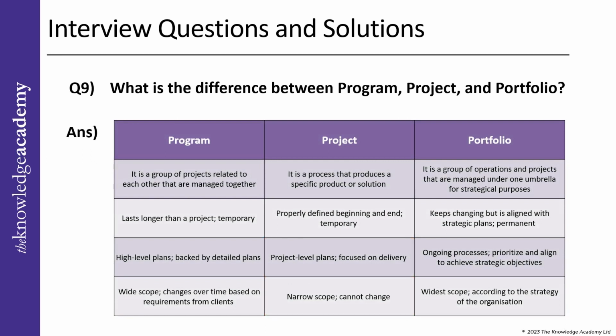At last, portfolio. It is a group of operations and projects that are managed under one umbrella for strategic purposes. It keeps changing but is aligned with the strategic plans, which are permanent. Ongoing processes. It prioritizes and aligns to achieve strategic objectives. And finally, the widest scope according to the strategy of the organization.